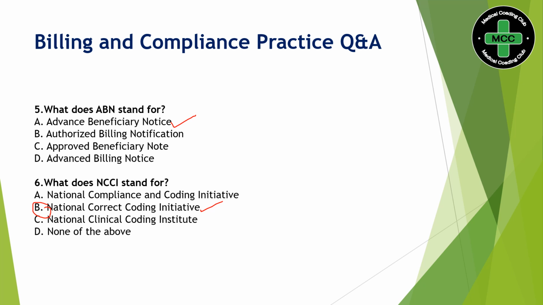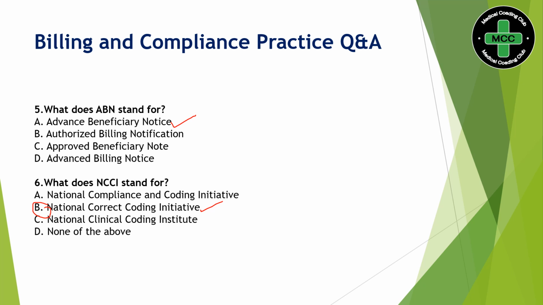As I said, ABN stands for Advance Beneficiary Notice. In which cases do we initiate an ABN? This is for a Medicare payer. When Medicare is likely to deny payment for certain services, before providing the service, the patient should get the ABN. That means the patient should agree that they will be responsible for the payment for that particular service. That is called ABN, Advance Beneficiary Notice.